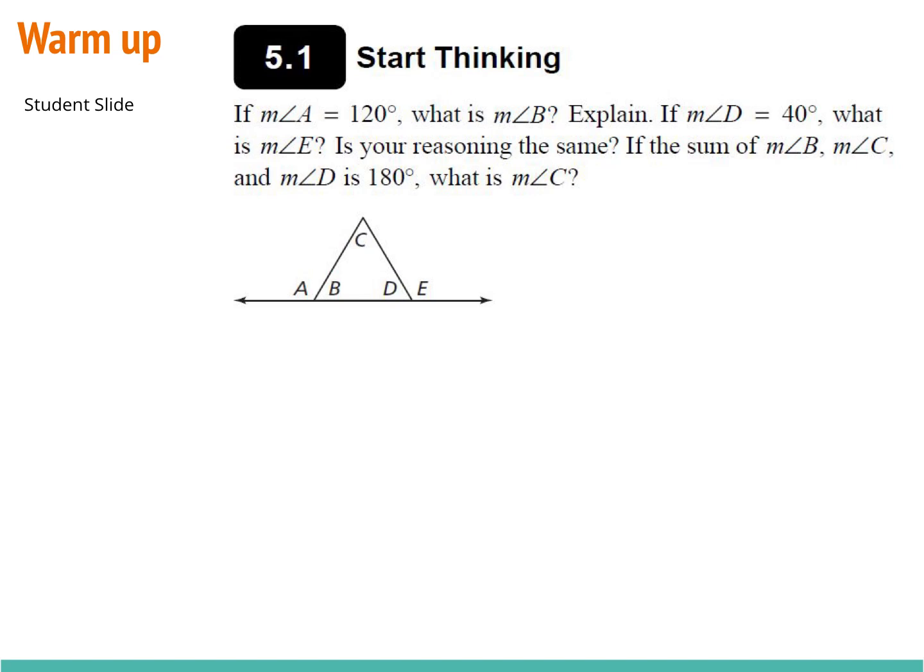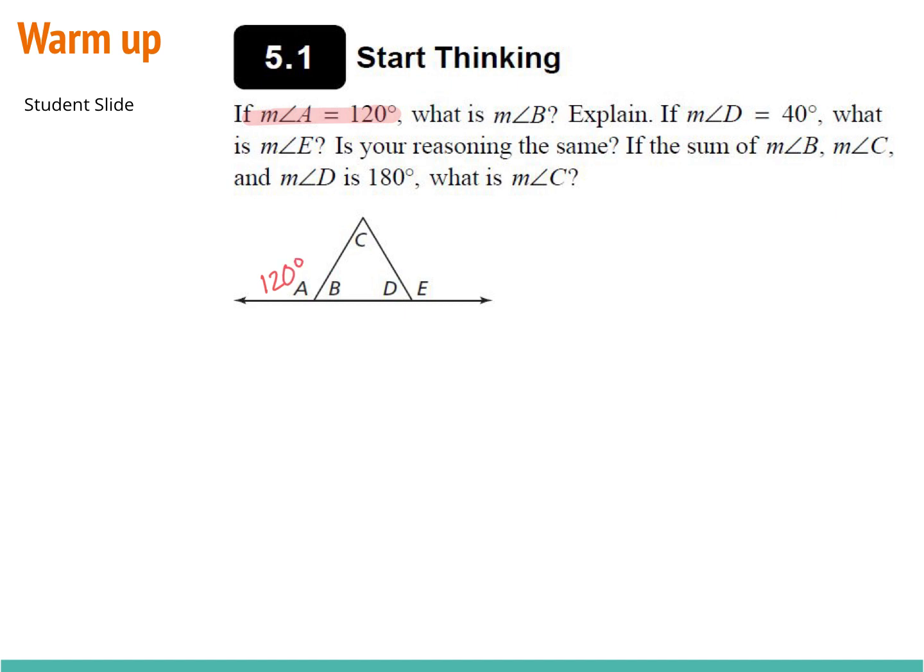All right, first thing is to read it. Figure out what information in here is important information. So it says, if the measure of angle A is 120 degrees, I'm going to highlight it. I'm going to label it because that's important. It's telling me that this measure is 120 degrees.